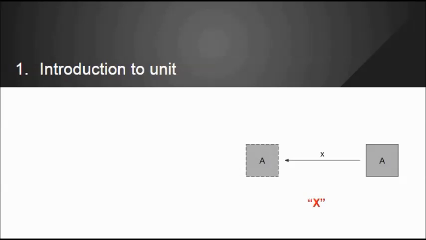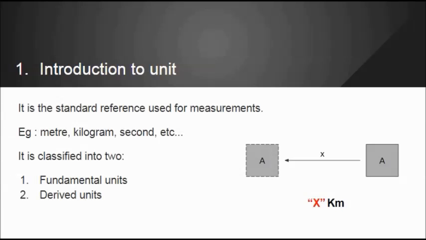So in order to say what a quantity refers to, we need a reference, and that reference is known as unit. Here, the reference we use to identify the distance is kilometer, and that is the unit used for measuring distance. So, unit is the standard reference used for measurement. Example, meter, kilogram, second, etc. Units are mainly classified into 2. One is fundamental units, and the other is derived units.